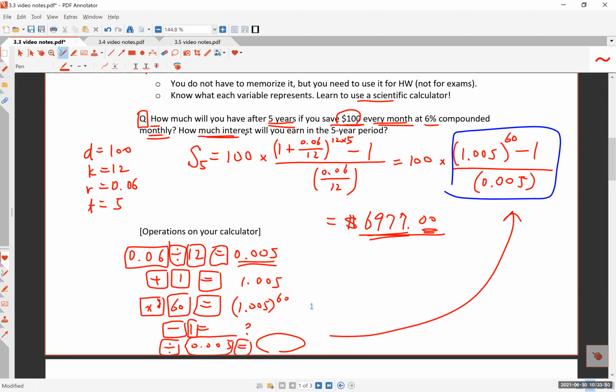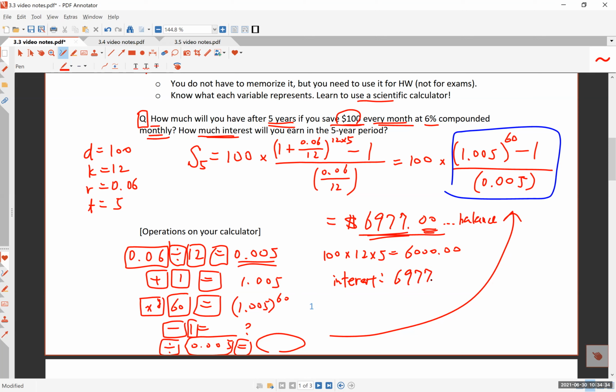The second part, I did not complete. How much interest would you earn in a 5-year period? So this is the balance you'll have in 5 years. But in 5 years, you put $100 every month for 5 years, right? So that's $6,000 in total payments you made. In other words, you have invested $6,000 over the 5-year period, and your balance at the end of the 5-year period turns out to be $6,977. All right. So the total interest earned is of course the difference between these.